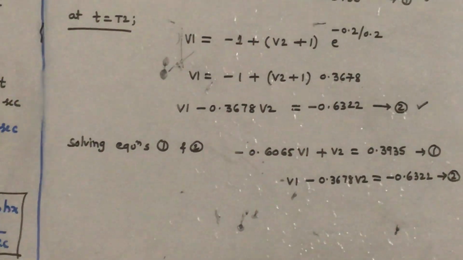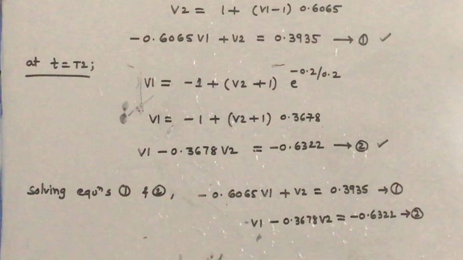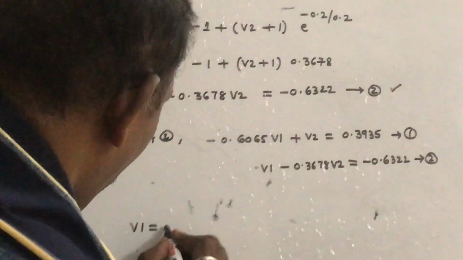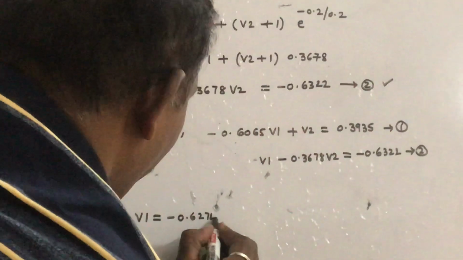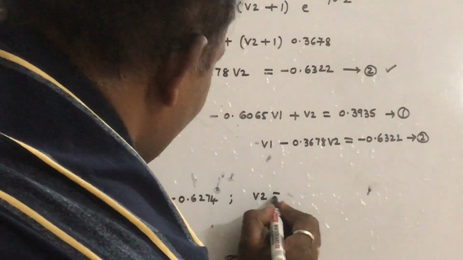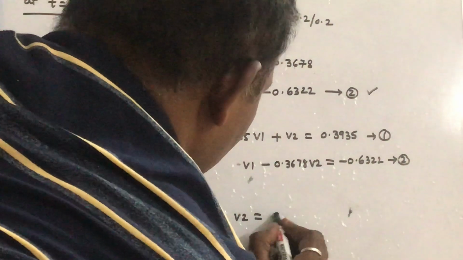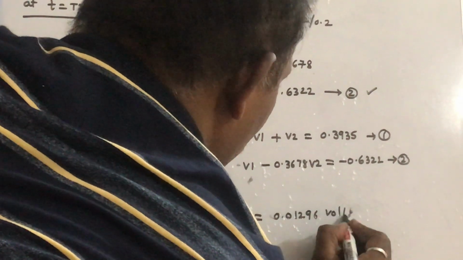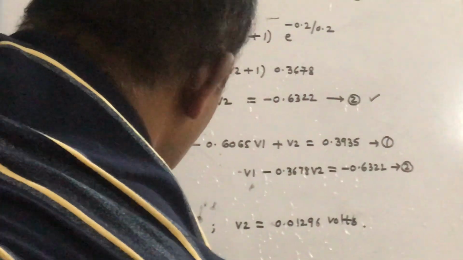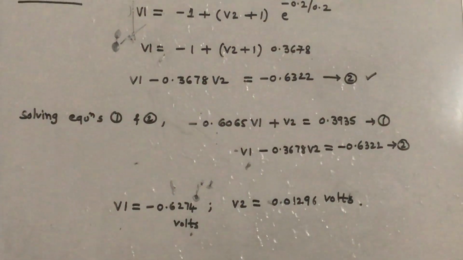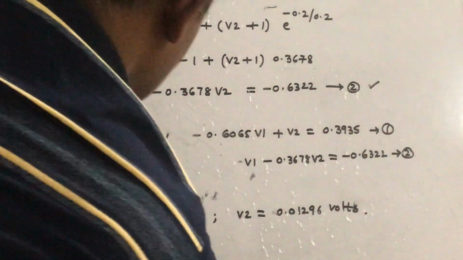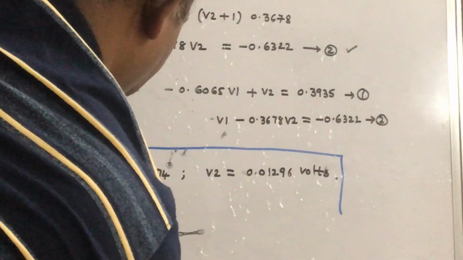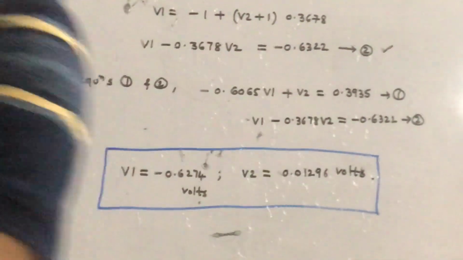After solving equations 1 and 2, we get V1 is equal to minus 0.6274 and V2 is equal to 0.01296. Both are in volts, remember that. This is the answer you have to write in the examinations. These are the steady state values of the output waveform which you have to write in the examination.